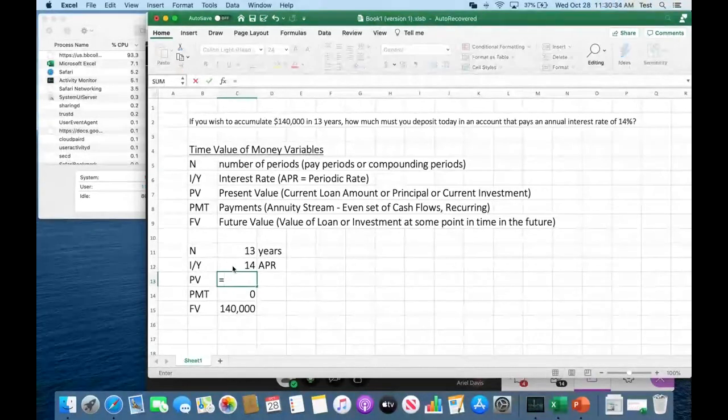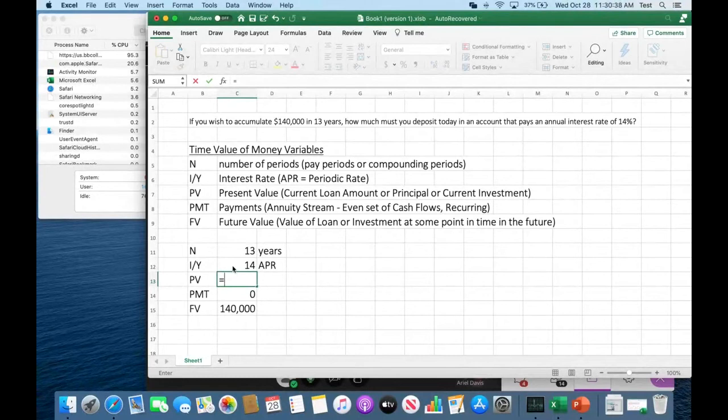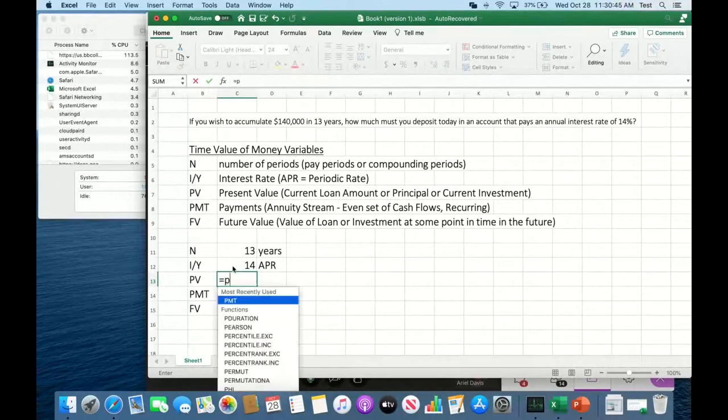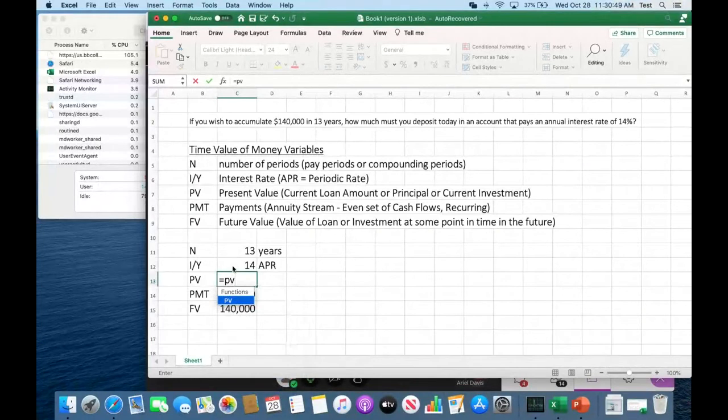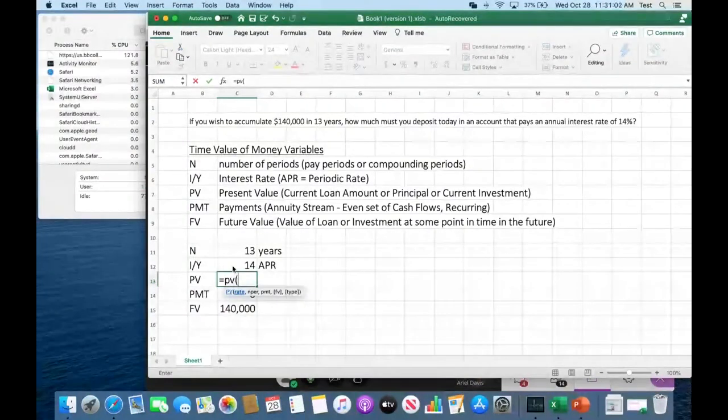So we did practice this a little bit before, but I know you might be rusty. Remember, there's a formula for each one of these. So whatever one's missing, that's the formula that you need to use. So if we're solving for present value, you would type in equals PV, open parentheses, okay? And then once you do that, Excel is going to prompt you to give it all the information needed to solve the problem.